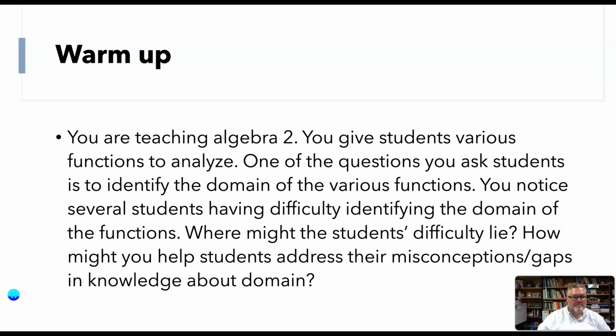Okay, here's a warm up, and you can read it. As I've tutored over the years, kids in Algebra 2 and pre-calculus and even calculus are like, I don't know how to find domain and range because they haven't had a chance to think about it. So where might the students' difficulty lie, and how are you going to help them and address their misconception and gaps in the knowledge about domain?